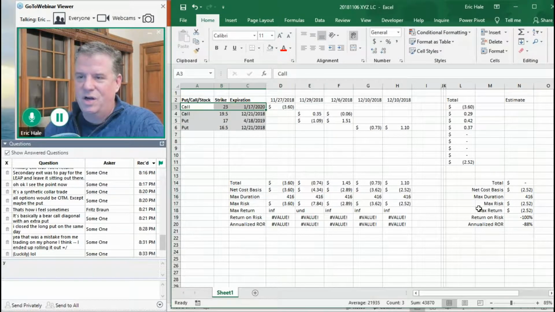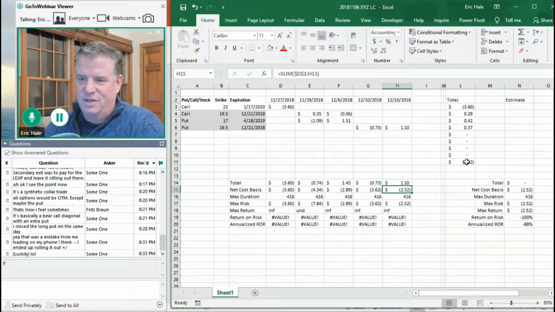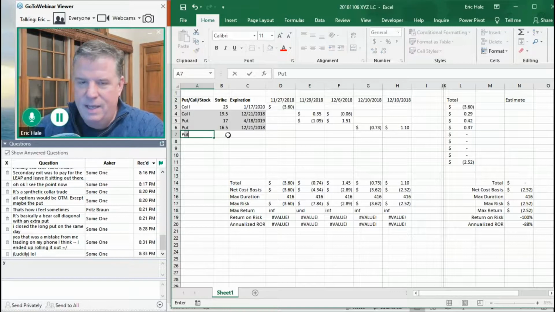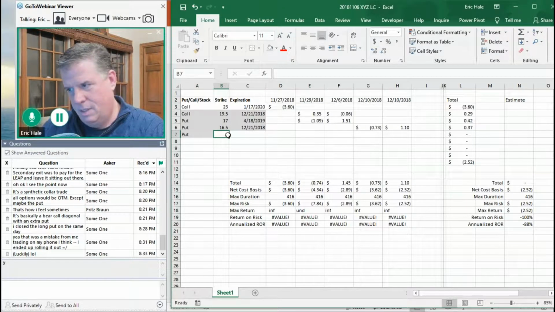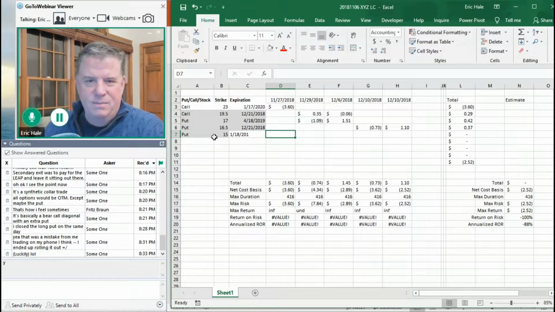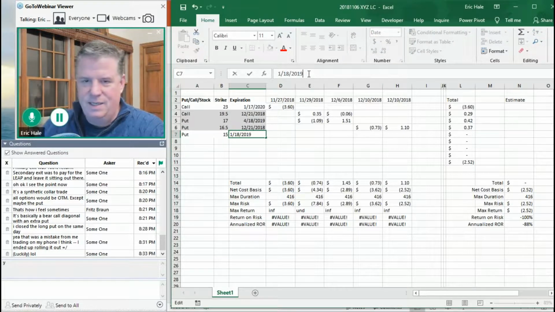So I can quickly say now all I have is a long call. Originally I paid $360 for it, and my cost basis is now down to $252. It's also here, also there, and again. But we also added another put here. So on the same day, we sold that one, and we bought a 15 strike with 1/18/2019. Now something goofy happened with the formatting over here, so I have to come over here and change that to white. So in 2019.